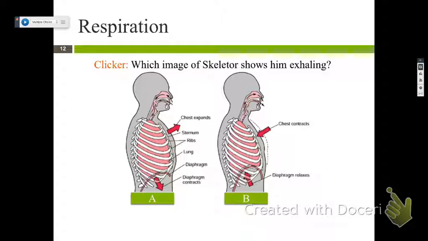I want you focusing on the 2 arrows on each diagram. Skeletor on the left, chest is expanding when the diaphragm contracts. On the right, the chest is contracting. So which is Skeletor exhaling? And then think about a molecular explanation for why those 2 arrows on that diagram would result in exhaling.